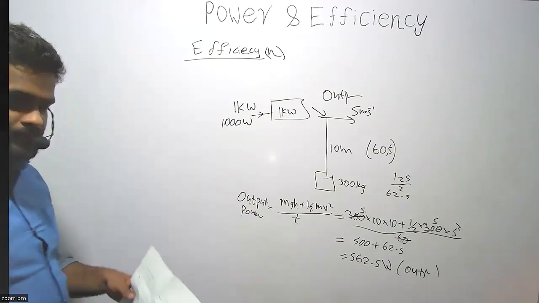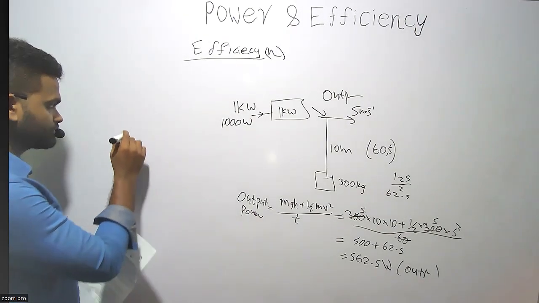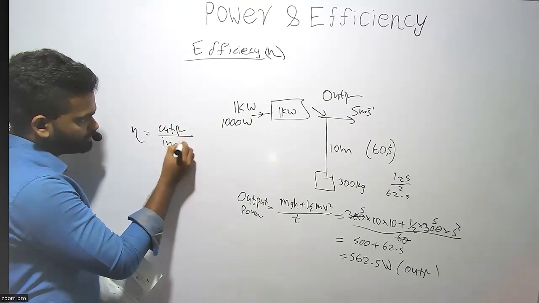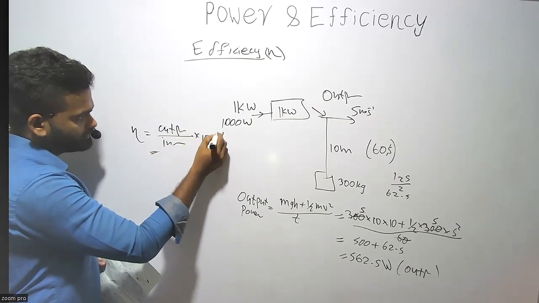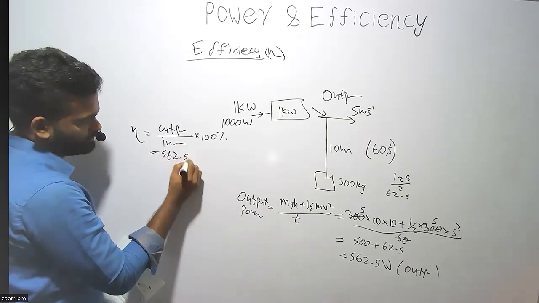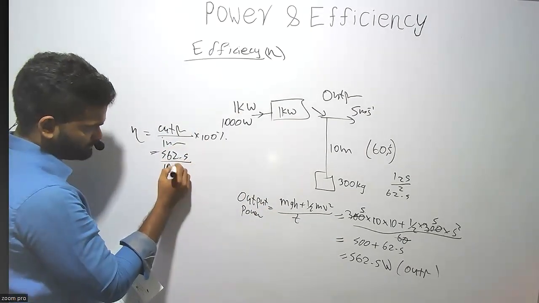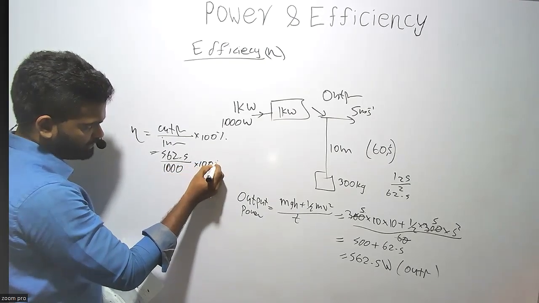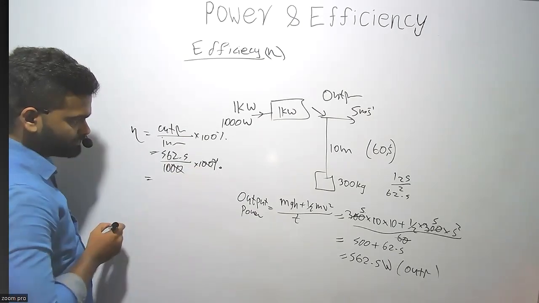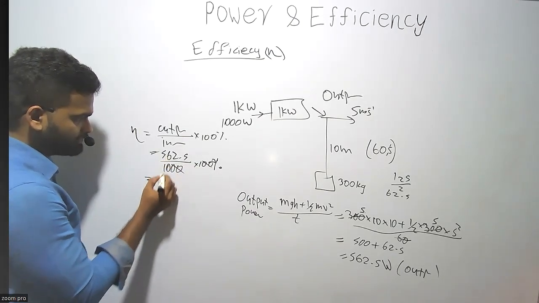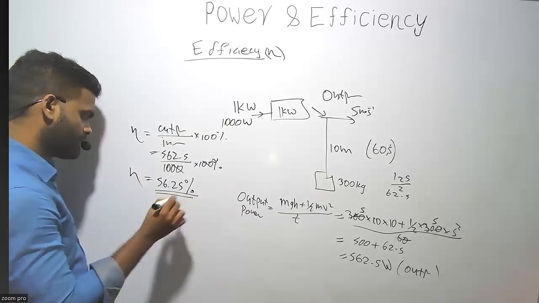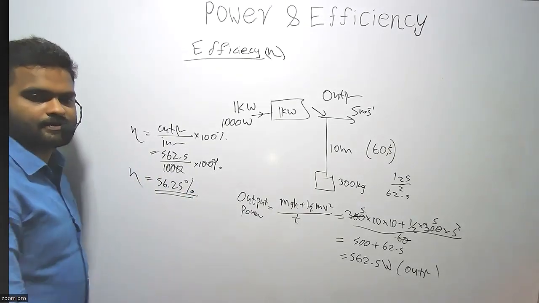What they ask is the efficiency of this motor. So output divided by input, times 100%. Output is this much. Input is 1000. Multiply by 100%. Right? 2 zeros cancel off. Then divide by 10. 56.25%. So this is the efficiency of the motor.